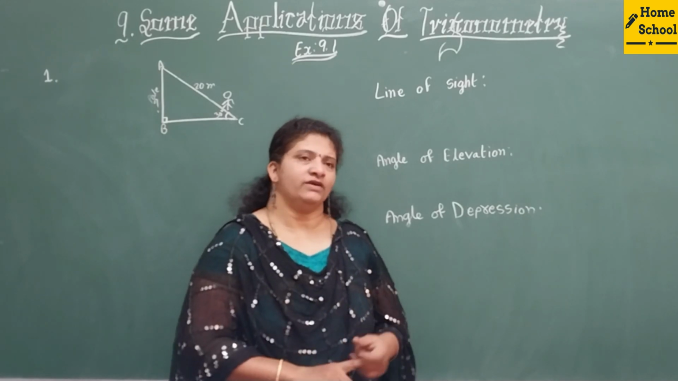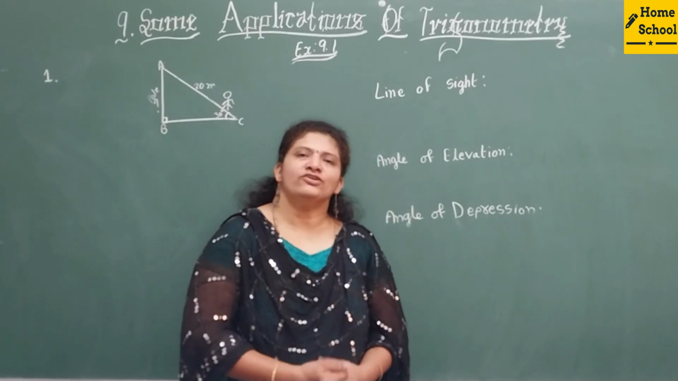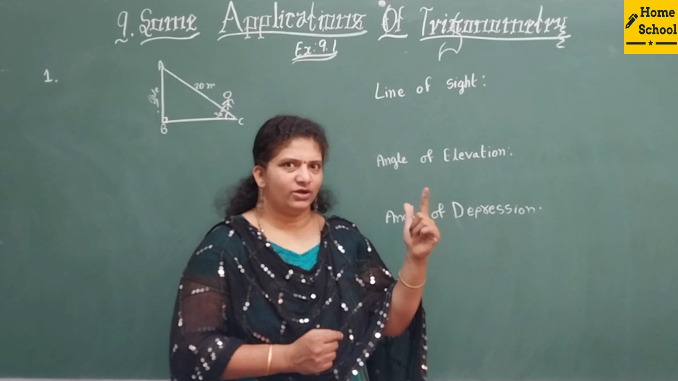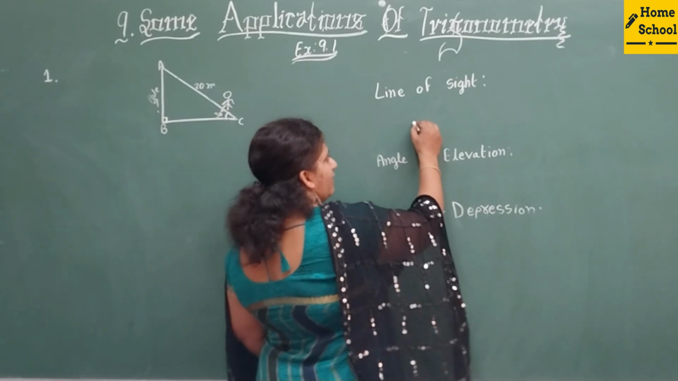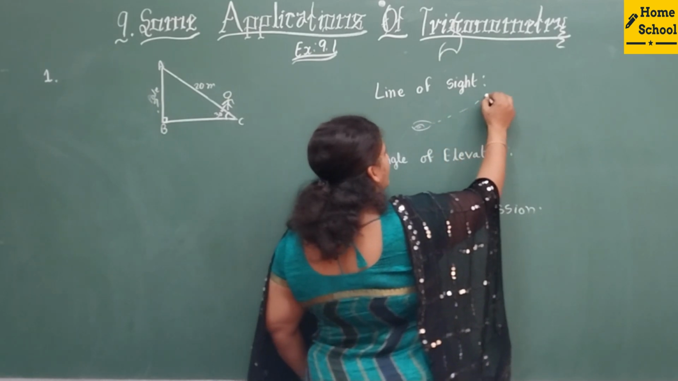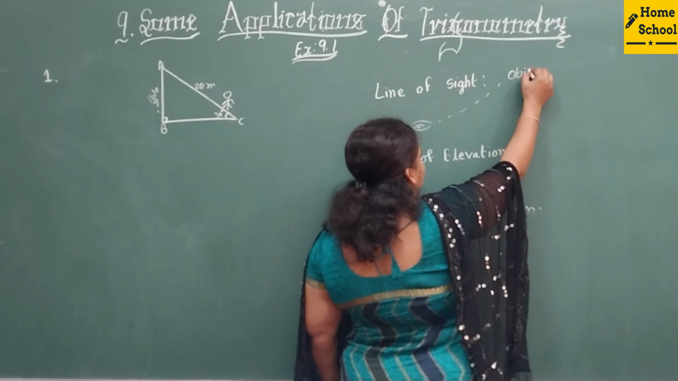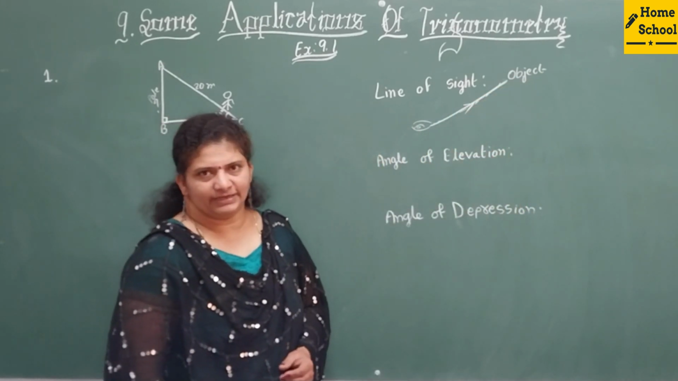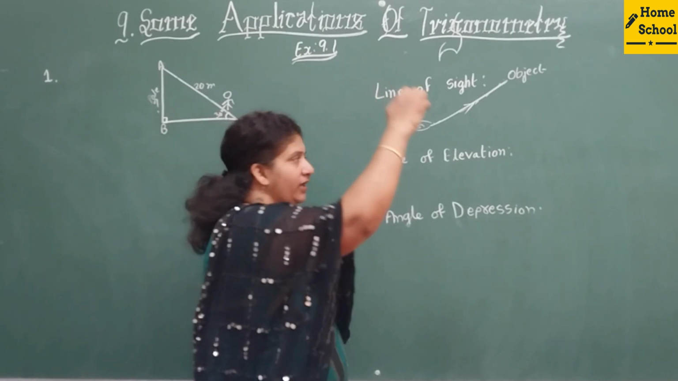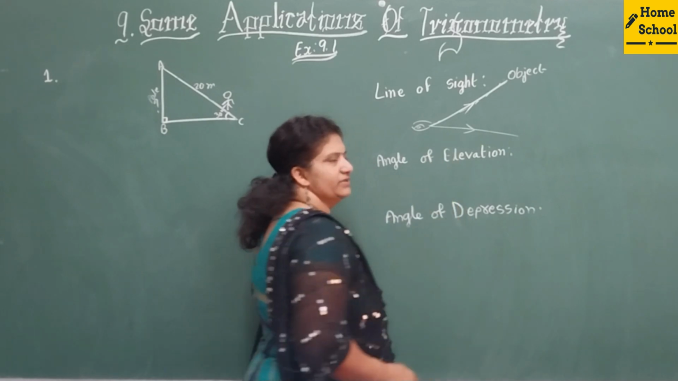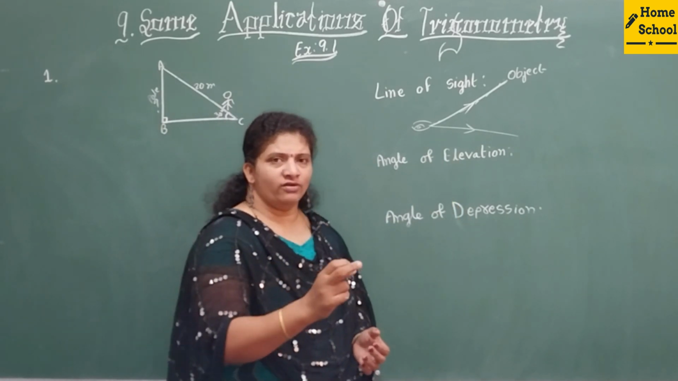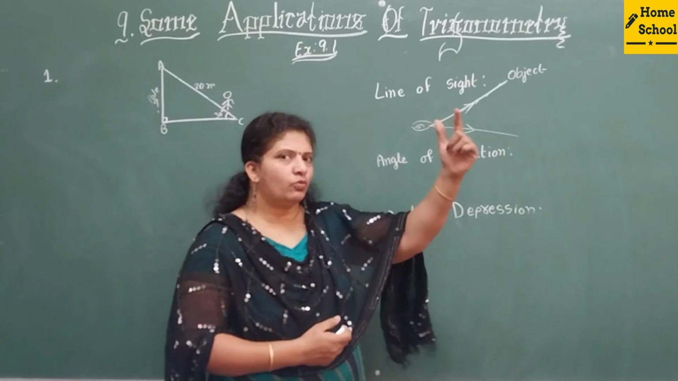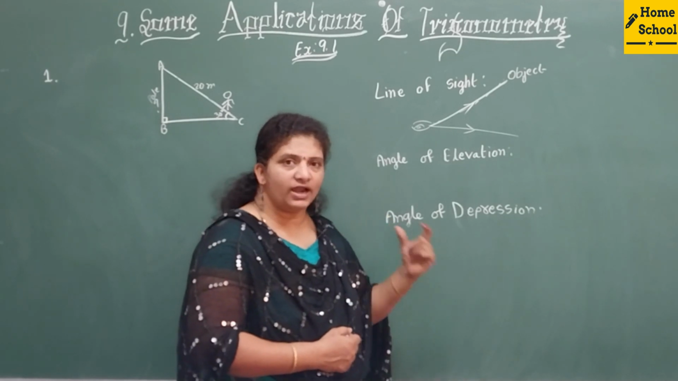Before starting this chapter, we should know 3 points. Line of sight: the line drawn from the observer's eyesight to the object. Some object you are observing, the line that you draw is called a line of sight. Line of sight may be upward or it may be downward. What is line of sight? A line drawn from the point of observation, from your eyesight, to the object you are observing. This is called line of sight.